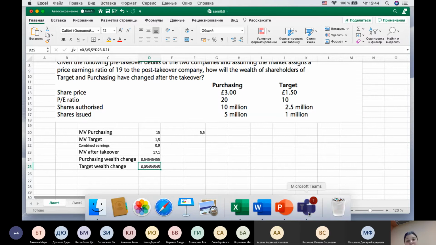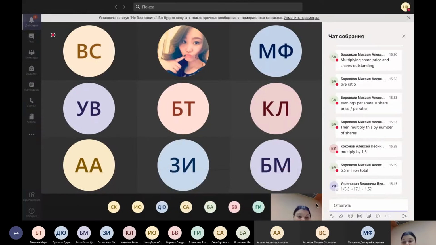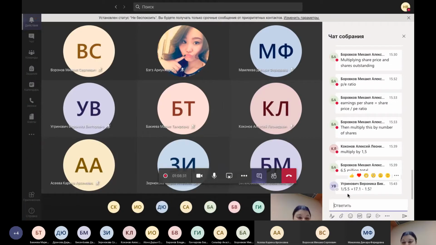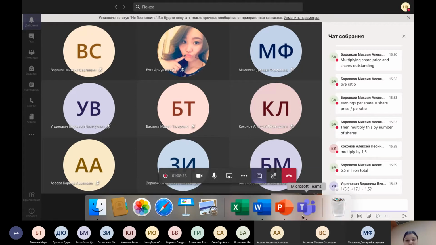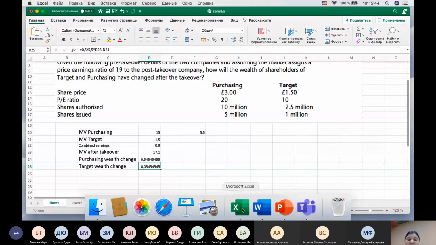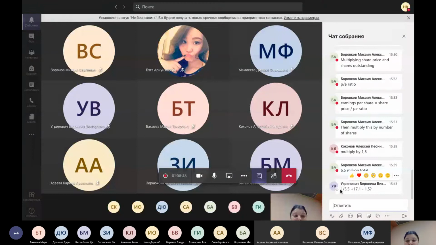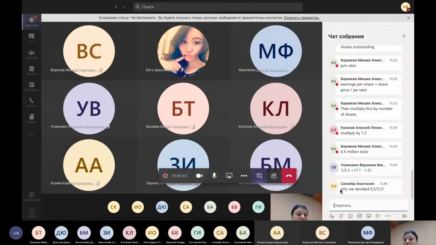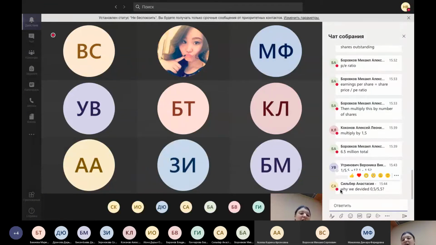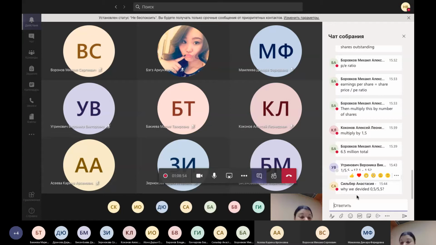Is this task clear? Good. Exactly. Thanks a lot. But not plus, multiply. Multiply 17.1. Exactly, Veronica. Thanks a lot. It's the correct answer. Good, but only with one correction, 0.5. Yes, 0.5. The old shares will be transformed to new shares. Why do we divide 0.5 by 5.5?